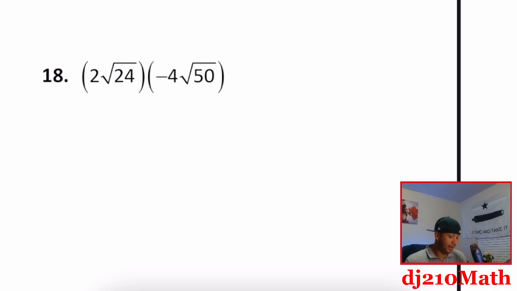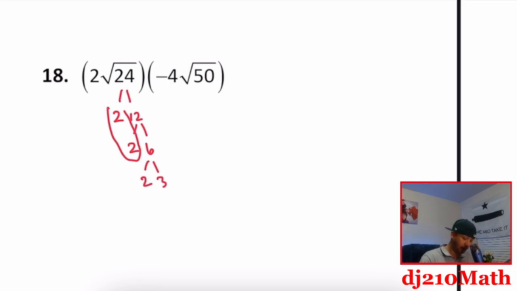Okay. 18 is the same way. Well, it's similar. We're multiplying. And it's going to be outside times outside and inside times inside. However, inside times inside is going to be crazy, right? It's 24 times 50. That's going to be a pretty wild number. So something you could do is just simplify first. That might be better. 2 and 12, 2 and 6, 2 and 3.